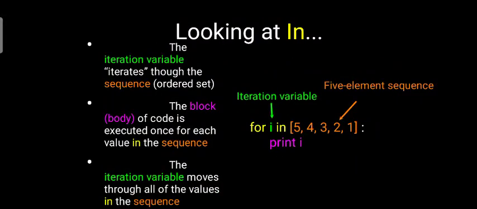Now look at the scenario. The iteration variable, colored green, iterates through the sequence, that is i. Then the block body of the code is executed once for each value of the sequence, that is print i. Third, the iteration variable moves through all the values in the sequence, that is 5, 4, 3, 2, 1. It is a 5 element sequence.